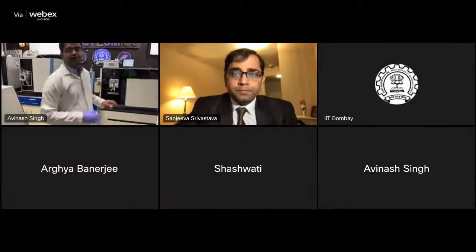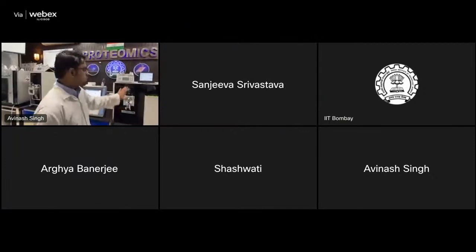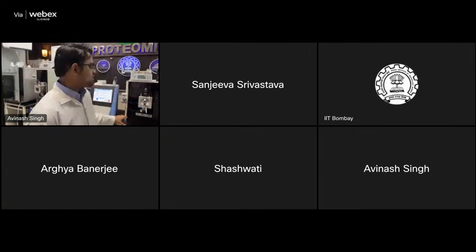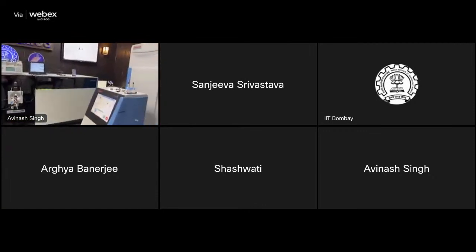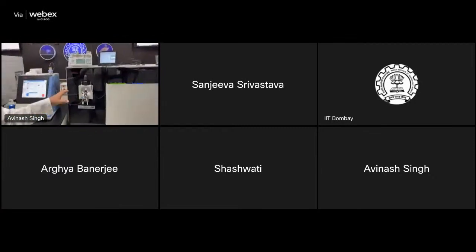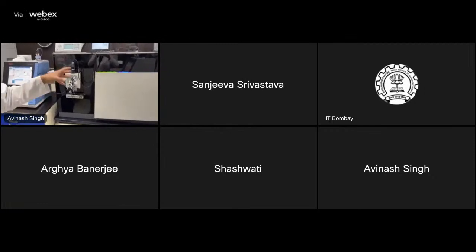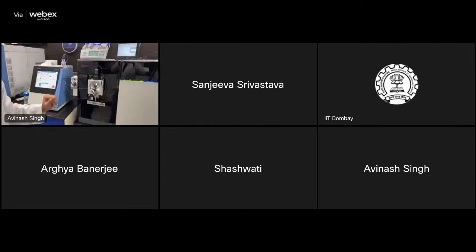Hello all, welcome. I will be showing you the demo of the mass spec. What you are seeing is cutting edge technology, the Orbitrap technology, and this is the mass spectrometer, the Orbitrap Fusion. It is a tri-hybrid mass spectrometer which has two mass analyzers: one is the ion trap and one is the Orbitrap, and yes, with the quadrupole also. That is why it is called a tri-hybrid.